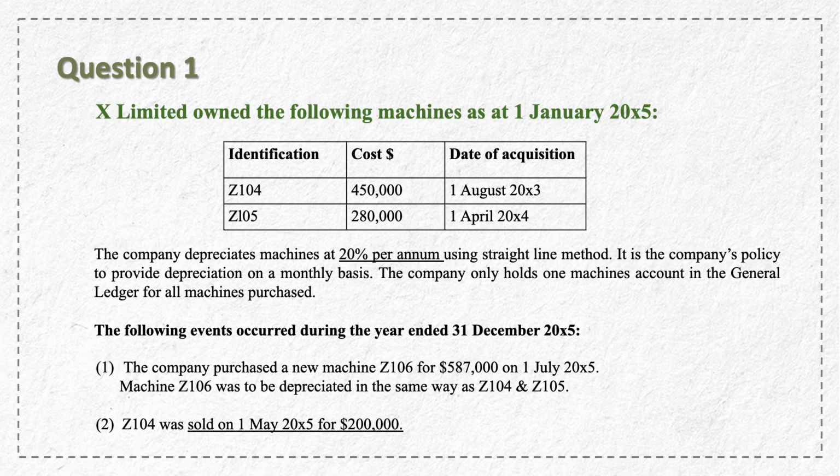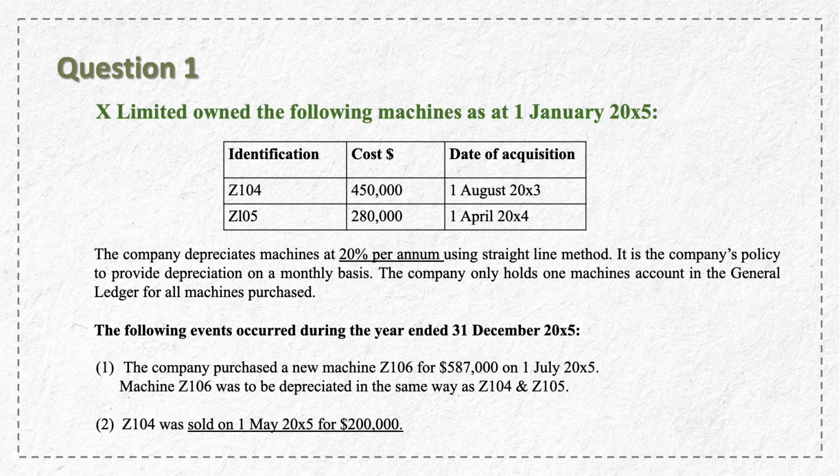Z105 cost 280,000 on 1st April 20X4. The company depreciates machines at 20% per annum using the straight-line method. It is the company's policy to provide depreciation on a monthly basis. The company only holds one machine account in the general ledger for all machines purchased. The following events occurred during the year ended 31 December 20X5.